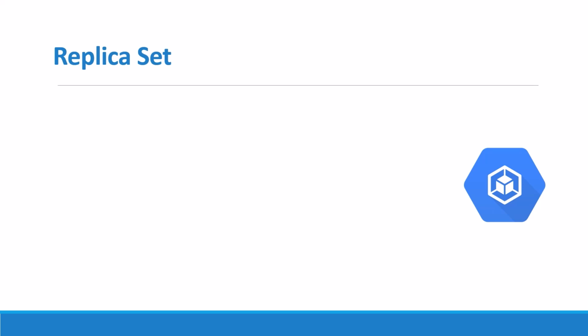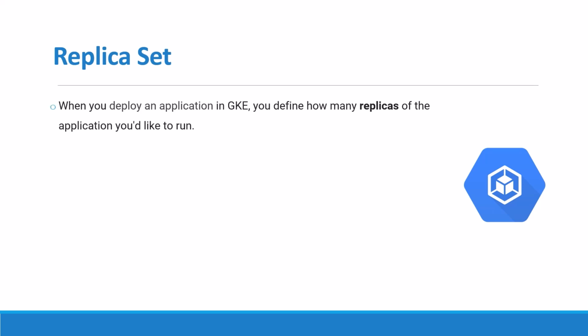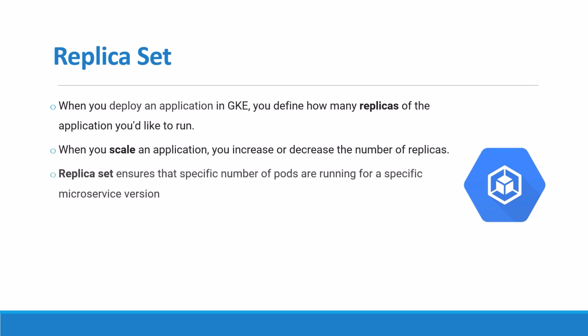So now let's talk about the replica set. What is a replica set? When you deploy an application in GKE, you define how many replicas of the application you would like to run. When you scale an application, you increase or decrease the number of replicas. A replica set basically ensures that a specific number of pods are running for a specific microservice version.